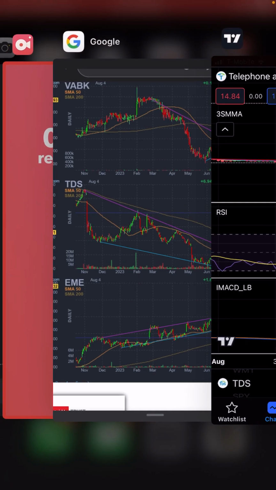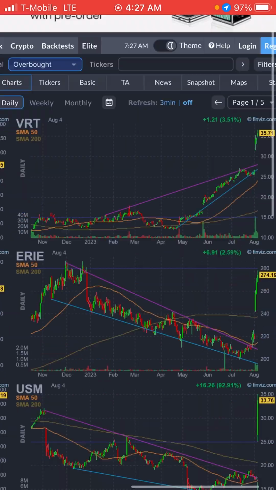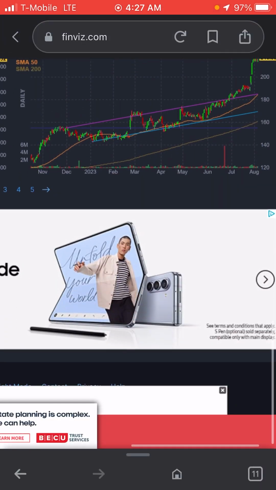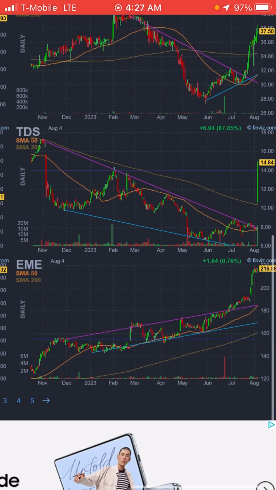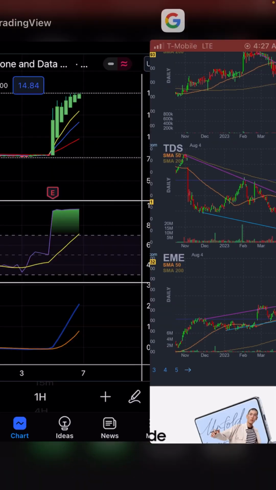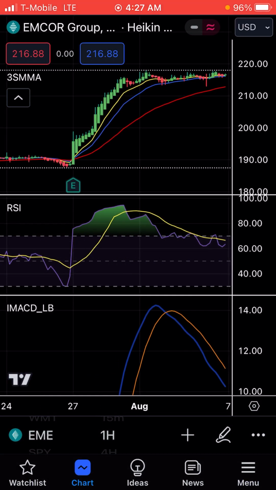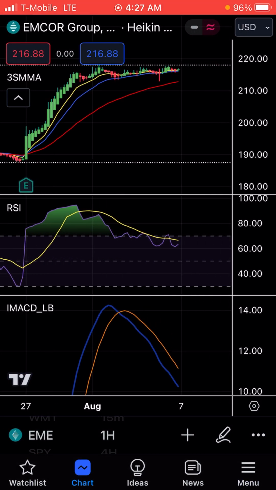So let's look at a couple other ones. We're looking at overbought. Oh, we only have a couple. Did we do TDS? Yeah, we did TDS. Let's look at this EME. Let's do EME, and then we'll look at another one. Okay, so we see that it trended up, and it's probably due to come down.